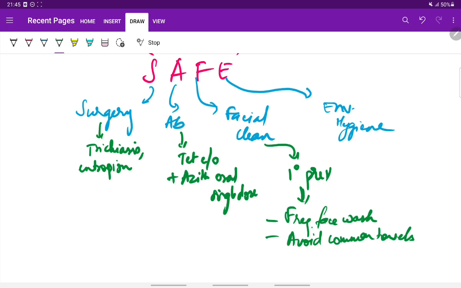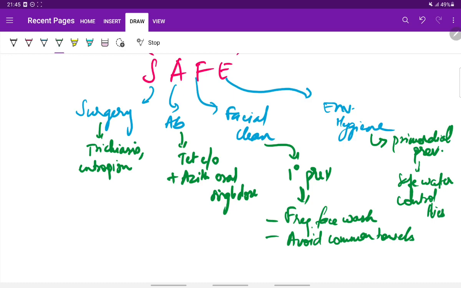Next is environmental hygiene. The environmental hygiene, this is a primordial prevention. Preventing even before the risk factors have occurred. Primary prevention is preventing the disease from occurring when there are risk factors present. Primordial prevention is by providing safe water supply and by controlling the flies which serve as vector for transmission of trachoma, and health education.